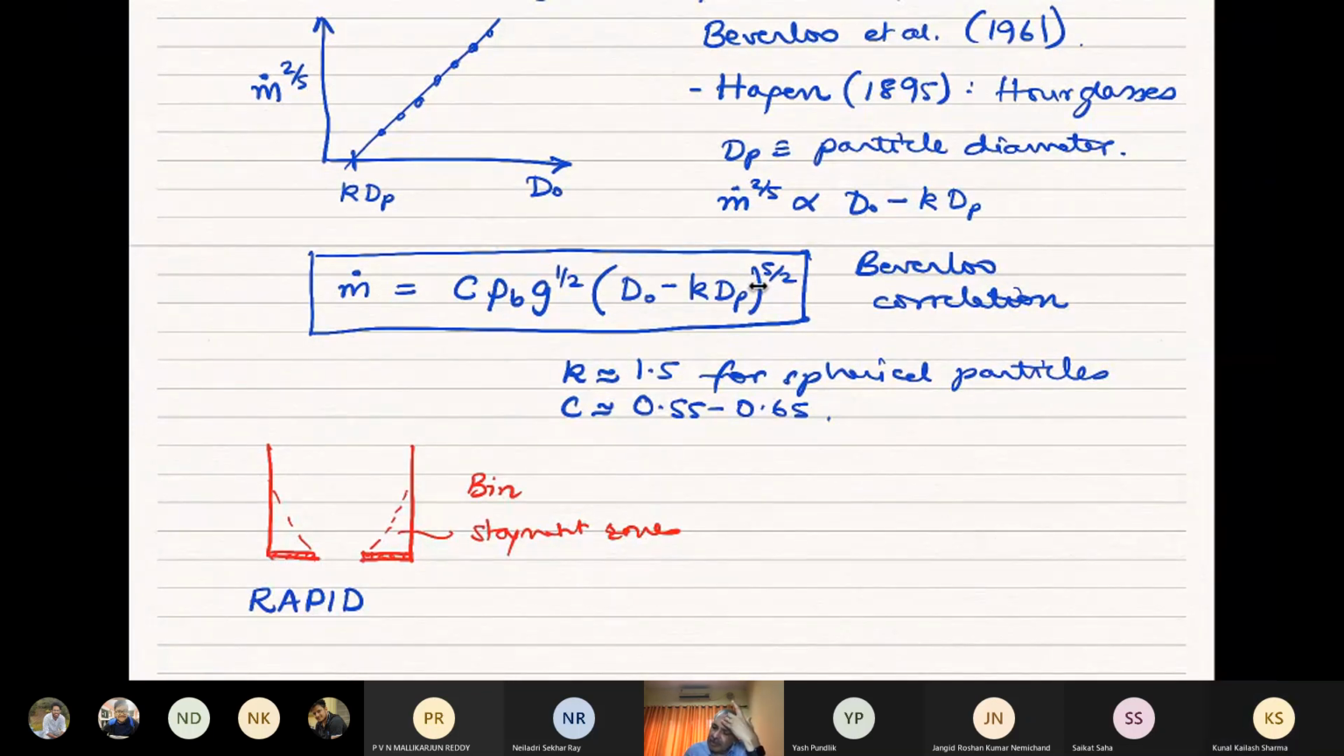This one is much smaller than the... See, in the practical situation, maybe the particle size is 100 microns or 200 microns, and the diameter of the orifice may be 10 centimeters. So usually this will have a very small effect in most practical cases, that is, the K times dP will not have a big effect unless you're dealing with large particles.